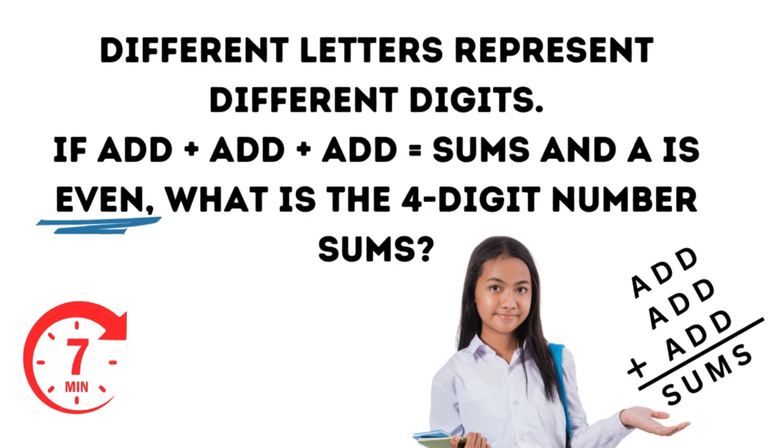Different letters represent different digits. If ADD plus ADD plus ADD equals SUMS and A is even, what is the four-digit number SUMS? All right, let's try this Math Olympiad problem. It says on here estimated time of 7 minutes. Okay, take a look at it, give it a shot.